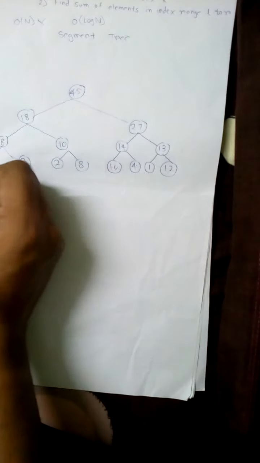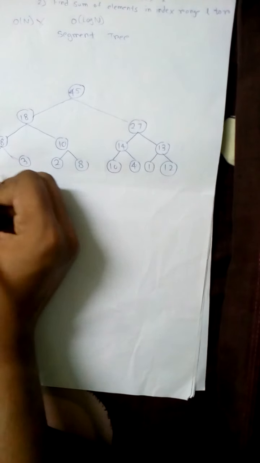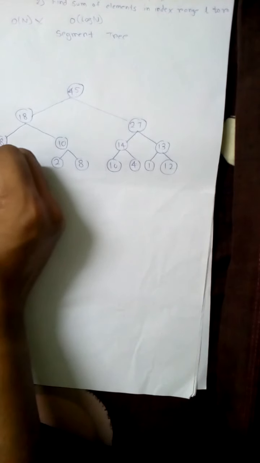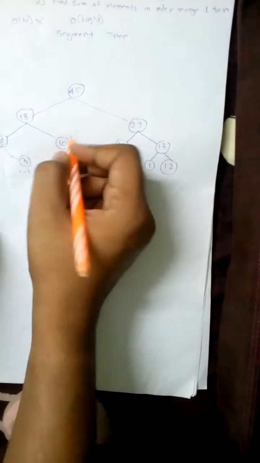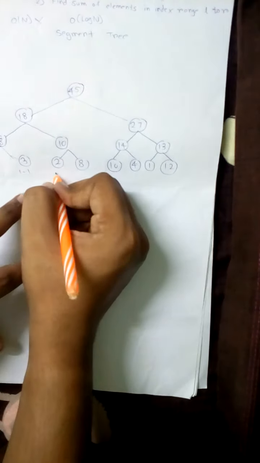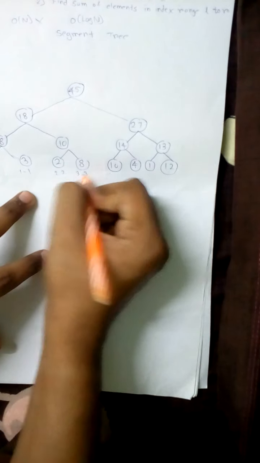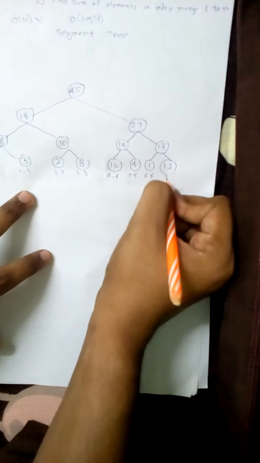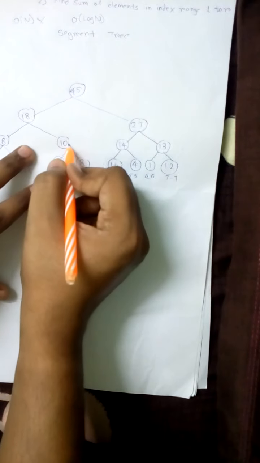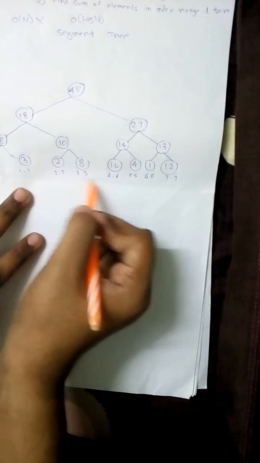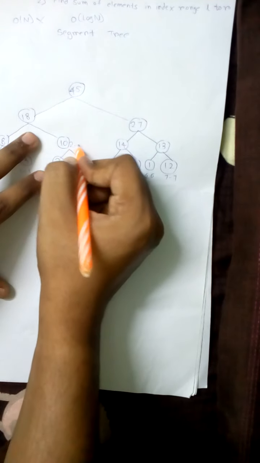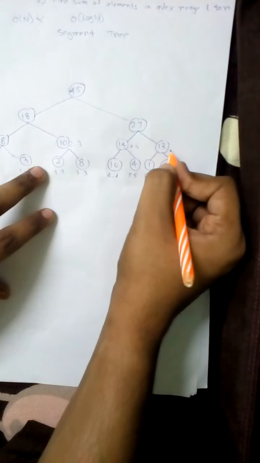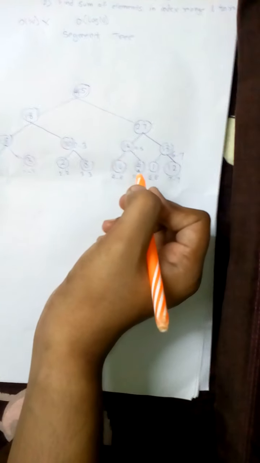For example, this node stores only index 0 to 0, index 1 to 1, and so on. This node stores index 0 to 1. This node stores 5 to 5, 6 to 6, 7 to 7. Okay, so this node stores index range 2 to 3. This node stores 4 to 5. This node stores 6 to 7.